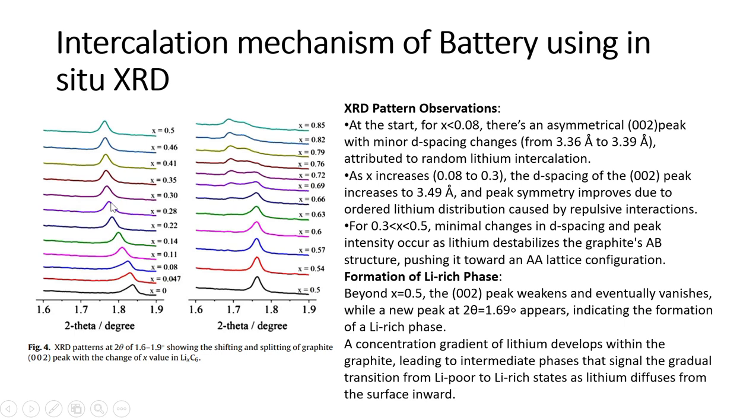Beyond x equal to 0.5, the peak weakens and eventually vanishes, while a new peak at 2 theta equal to 1.69 appears, indicating the formation of a lithium-rich phase. A concentration gradient of lithium develops within the graphite, leading to intermediate phases that signal the gradual transition from lithium-poor to lithium-rich states as lithium diffuses from the surface inward. This is the in situ XRD of the charging phase only.